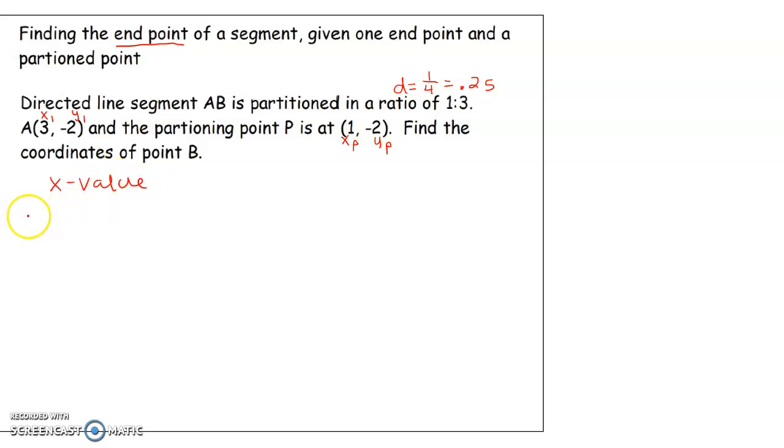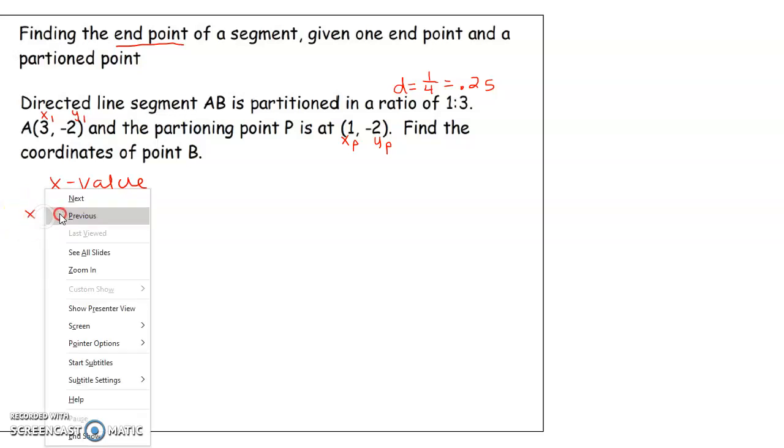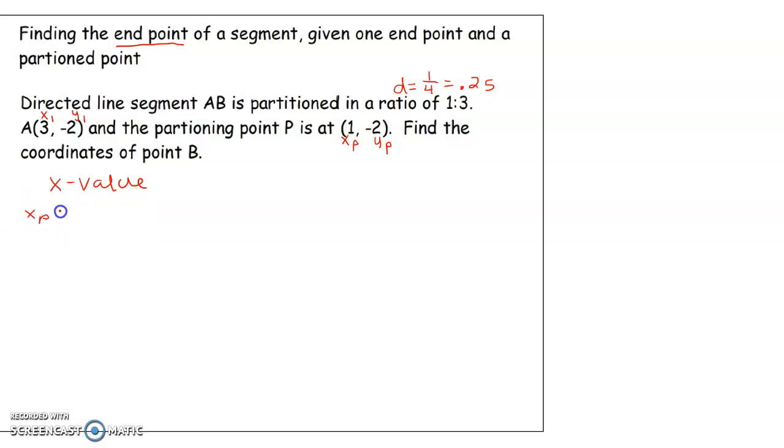And I'm just going to write the formula. So x partitioning point, or my partitioning point x, should be equal to my starting x value plus my distance times my run. So now I'm just going to plug into the formula and solve. So my partitioning point x is 1 equals my starting x of 3 plus my distance, which is 0.25, used as a decimal. I don't know my second x value, but I do know that my first one was a 3, so minus 3. So now I'm just going to follow the algebra.